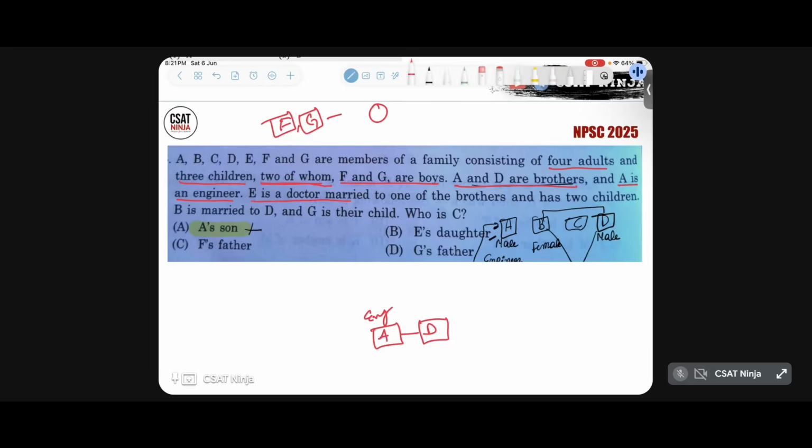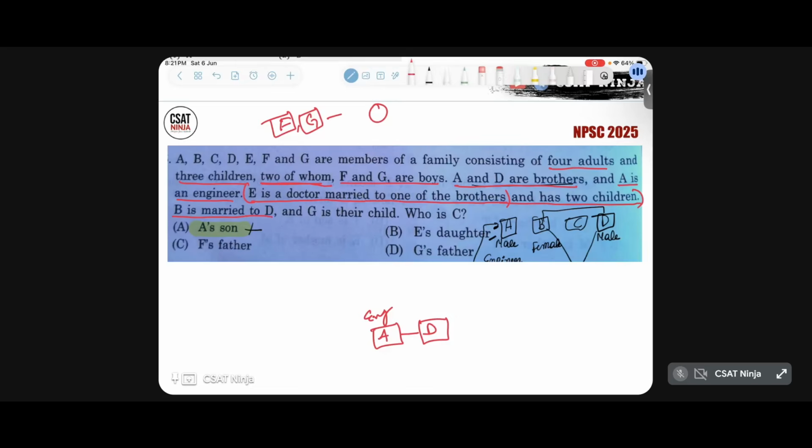E is a doctor married to one of the brothers. Remember, E can be married to this one or E can be married to this one. I'm not sure, which means I'll have to keep this one aside for once. And has 2 children. Okay, it's a continuation statement, so I'll just keep this one aside once.